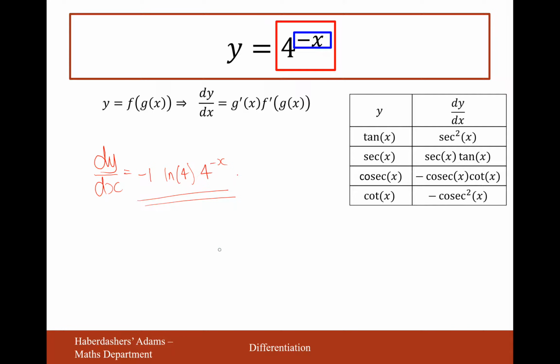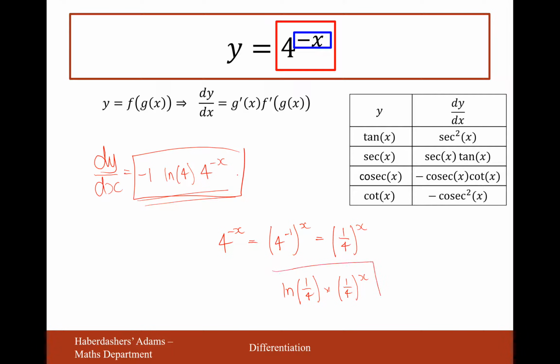You could also have thought of this question as, okay, so 4 to the power of minus x, that's the same as 4 to the minus 1 to the power of x. 4 to the power of minus 1, that's a quarter to the power of x, and now we can just differentiate this. That's going to be ln quarter times a quarter to the power of x, which is exactly the same actually as what you get here. So both derivatives are exactly equal, just done in a different way.